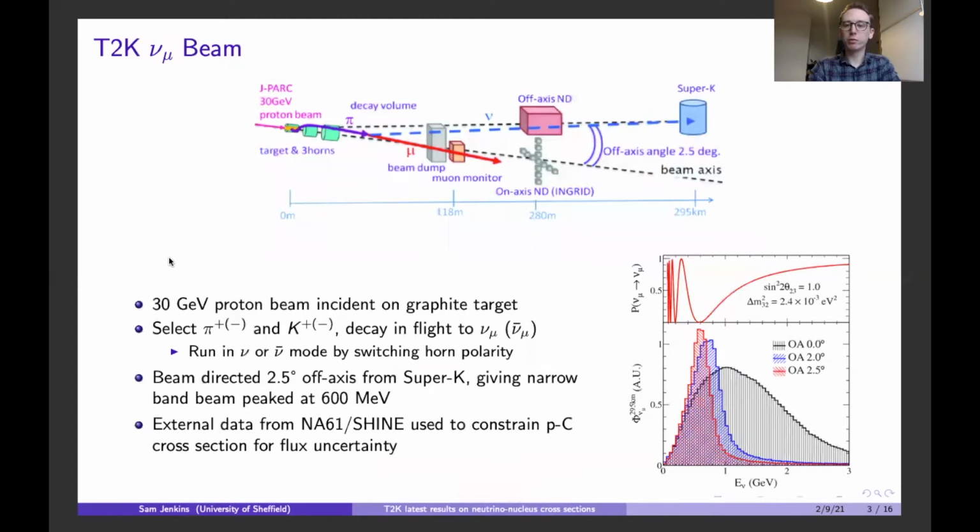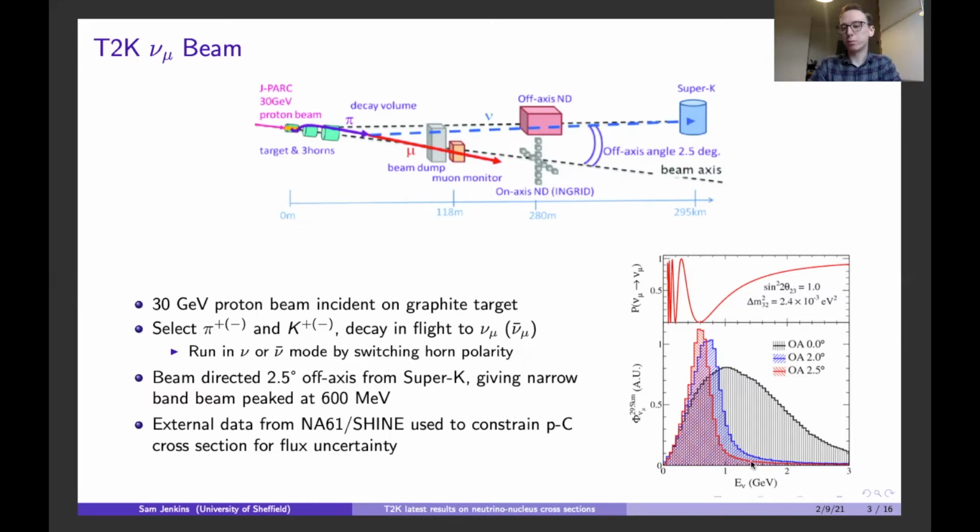So the muon neutrino beam that we use is generated at the J-PARC Accelerator Research Complex by taking a 30 GeV proton beam and colliding this with a graphite target. Using a series of magnetic horns, we're able to select out either positive or negative pions and kaons, which then decay in flight to muon neutrinos or muon antineutrinos. And by changing the sign of the horn polarity, we're able to decide whether we want to run in neutrino or antineutrino mode. The beam itself is actually directed 2.5 degrees off axis away from Super K, and this gives us a narrowband beam which peaks at approximately 600 MeV in neutrino energy.